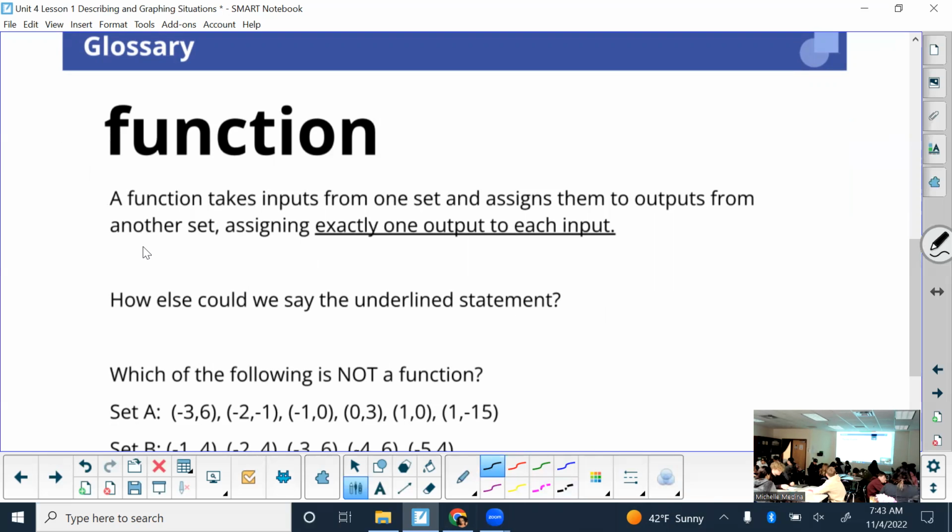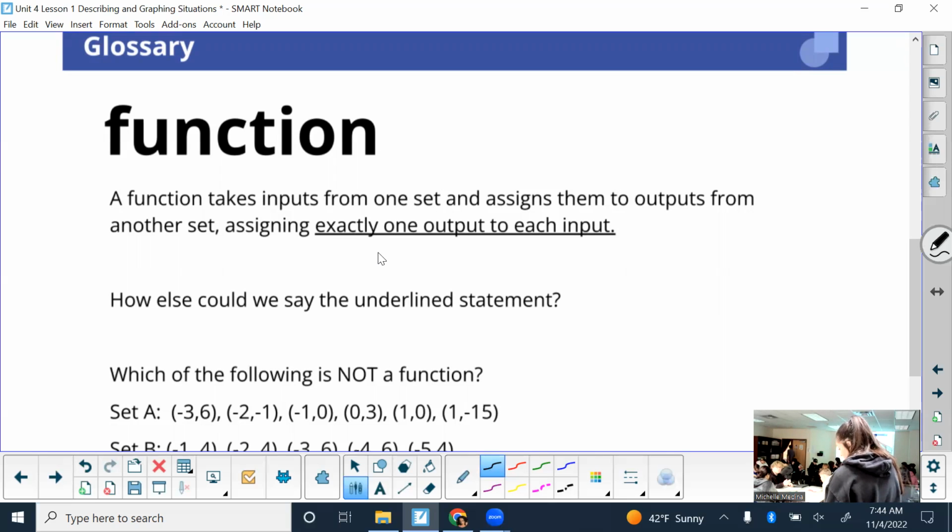And this is actually already printed on your paper. So if you look on the bagel side again, a function takes inputs from one set and assigns them to outputs from another set, assigning exactly one output to each input. So that's like the formal definition. I have an easier way of remembering it. But for you guys, is there another way that you could say it?